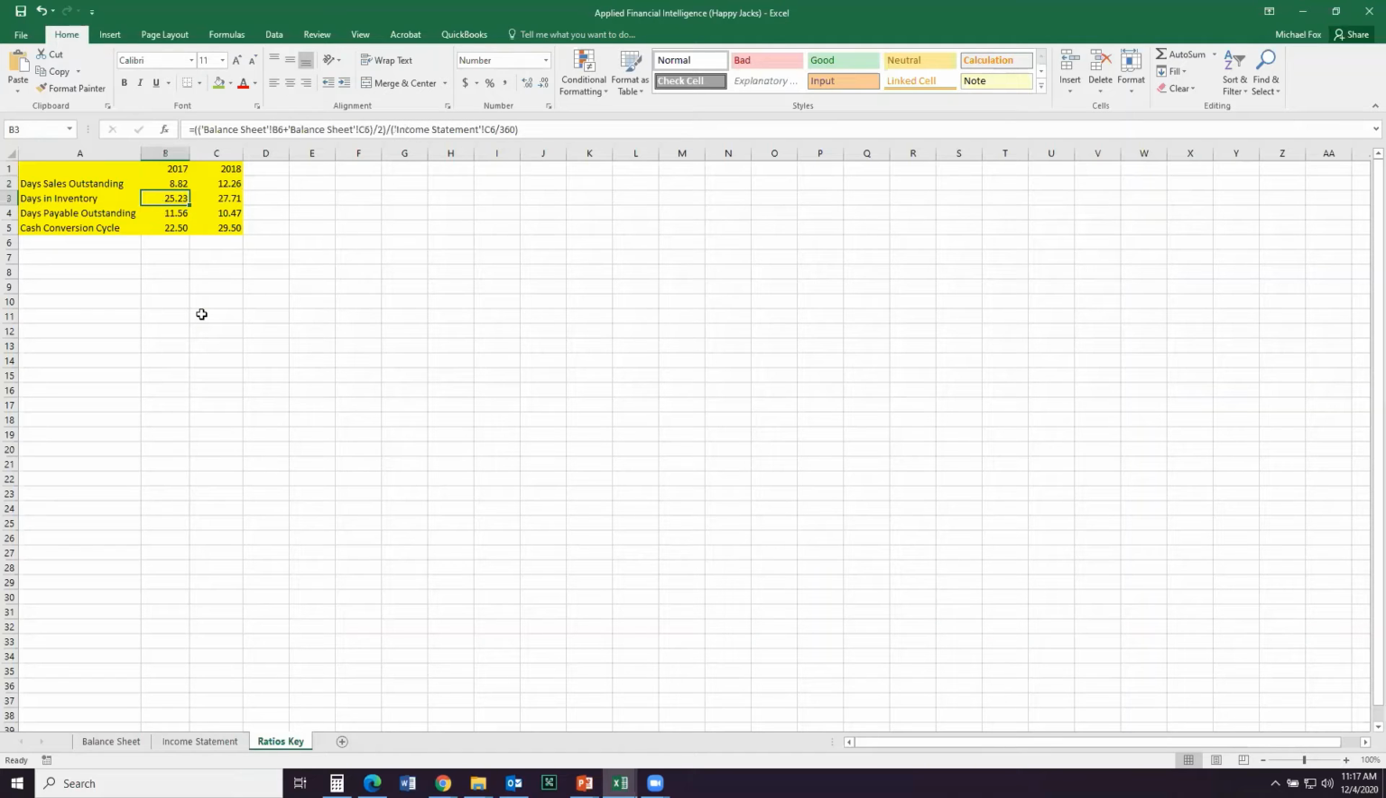Their days in inventory in 2017 were 25.23, and then they were 27.71 in 2018. So it took them about 2 days longer on average to sell their inventory in 2018 than it took them in 2017. And then their days payable outstanding, they were paying within 11.56 days in 2017, and now they're paying within 10.4 days. So that's very close.